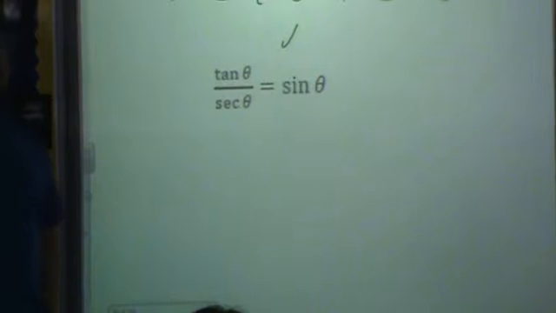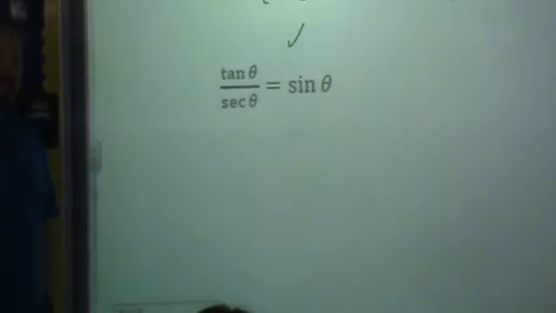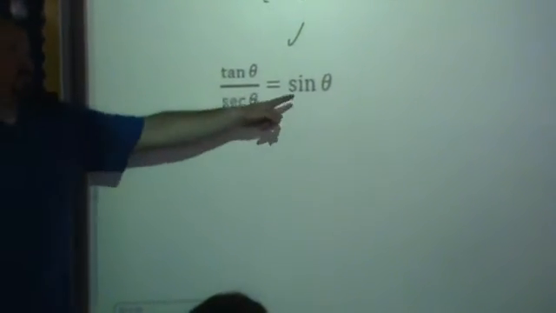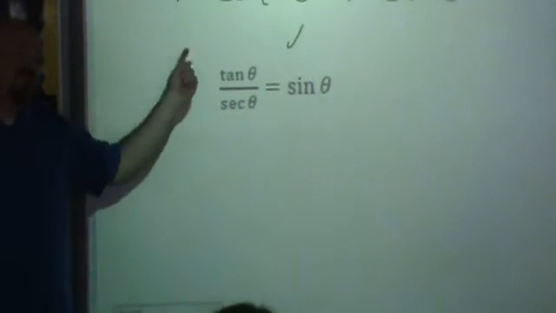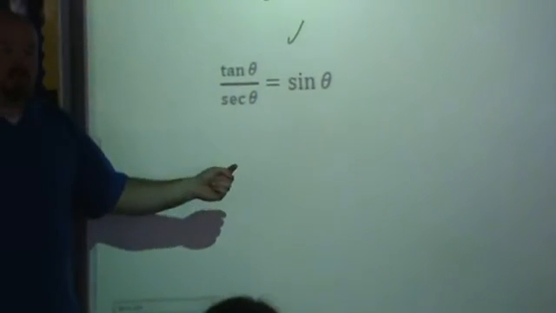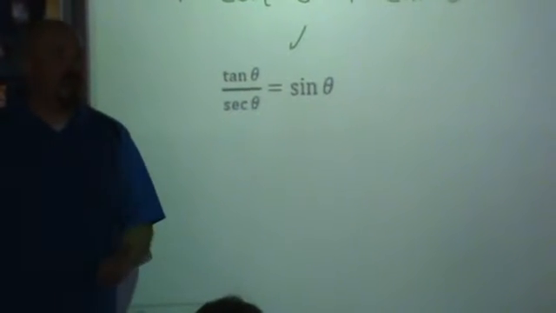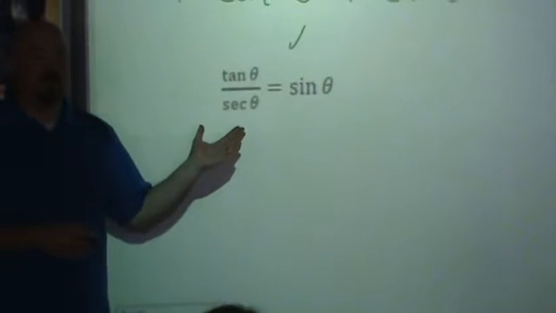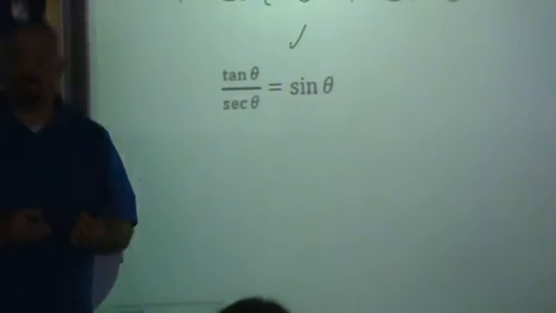On the left, we have a fraction. On the right, we don't. So again, the idea: make this look like that. We have tangent, we have secant, we have sine. That's three different trig terms. None of these trig terms are squared. If they were, maybe we'd have a conversation about those Pythagorean identities. None of them are squared, so I'm not going to worry about substitution that way.